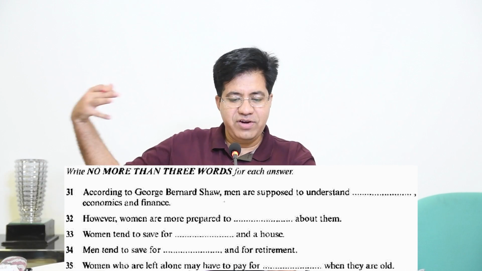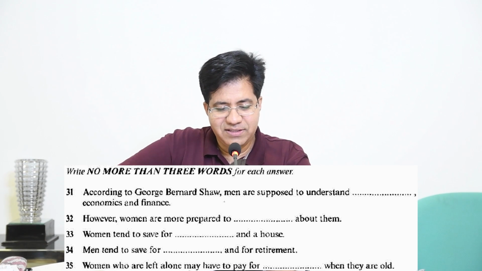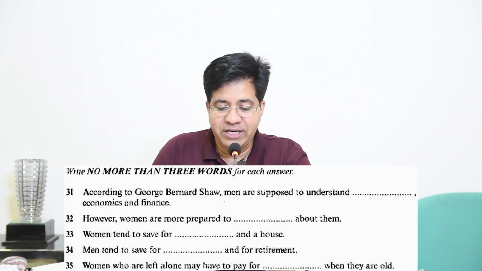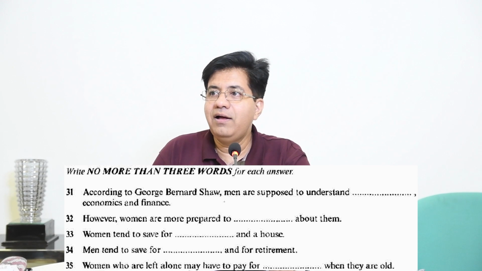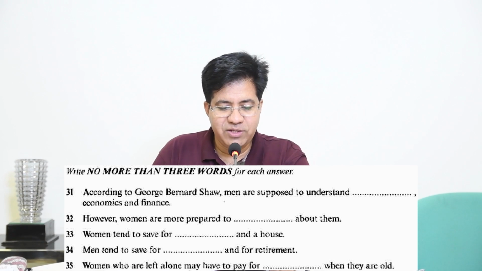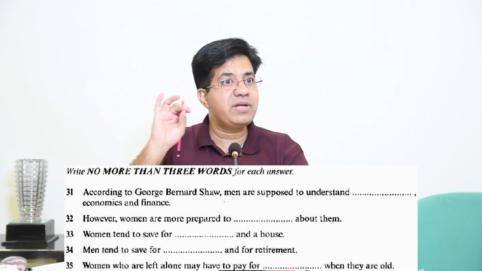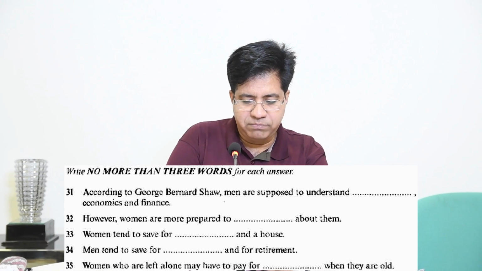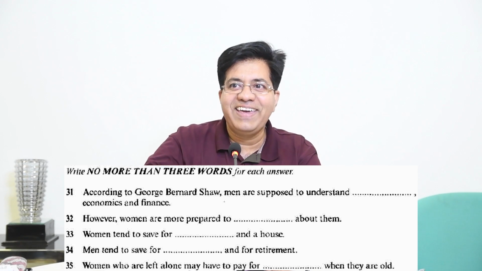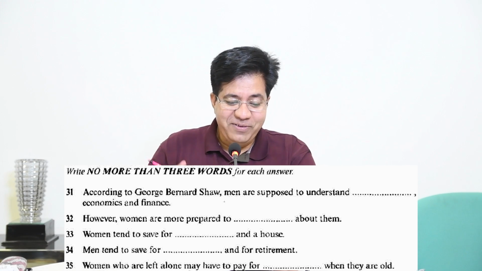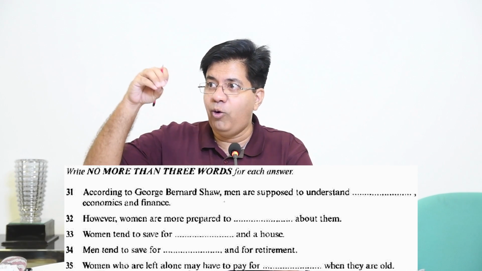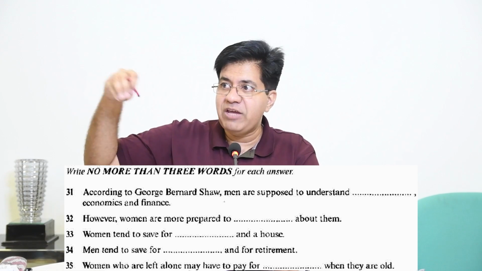Okay, car and then retirement. So the answer is car, C-A-R, car. Okay, question number 35. Women who are left alone may have to pay for dash when they are old. Health or rent? Medicine? Good. Medical care? That's right. So let's see what is the appropriate word for that. Women who are left alone. Left alone means because women have more life expectancy than men. Right? They outlive the husband. Just joking. Okay, so women who are left alone may have to pay for something when they get old. So it means in old age, women means widows, they have to pay for something. Let's see what that is.